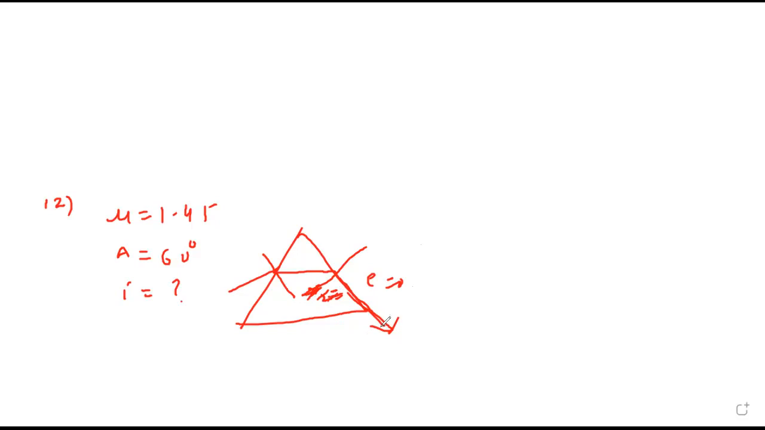At what angle should the ray of light be incident on the first face so that it emerges out from the second face parallel to it? A is given, mu is given, and e is 90 degrees. From mu and A, we are interested in what is i. Think properly. For the second surface, if I use mu, I will get R2. If I get R2, I will get R1. If I get R1, I will get i.